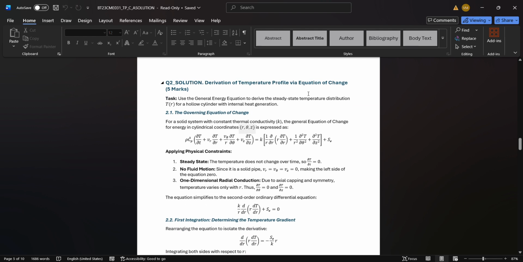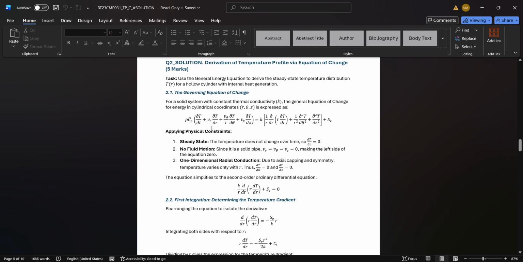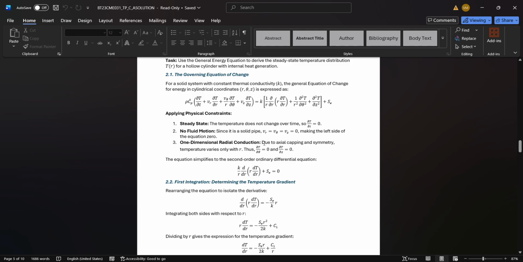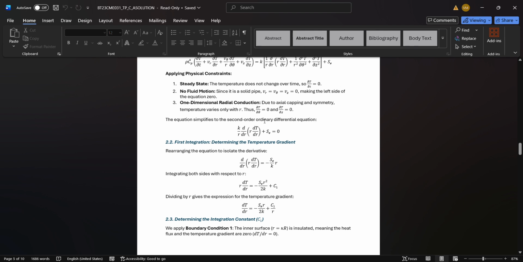Now we'll solve the same question by equation of change. So the governing equation of change for this in cylindrical coordinates is expressed as this equation, and applying physical constraints such as steady state and no fluid motion, meaning velocity in the r, theta and z directions equal to 0. One dimensional radial conduction, del T by del theta equal to 0 and del T by del z equal to 0. And the equation simplifies to a second order differential equation as this.